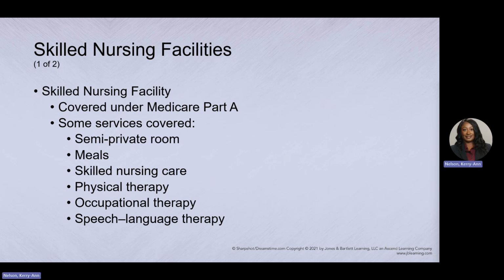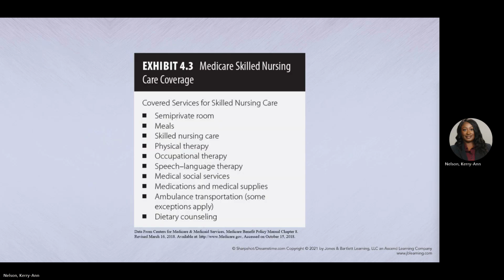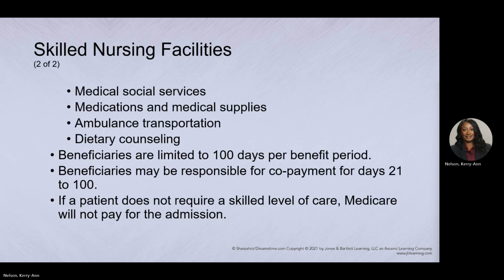Skilled nursing facilities are also covered under Medicare Part A. Some of the services that will be covered include semi-private room, meals, physical therapy, skilled nursing care, occupational therapy, and speech language therapy. Beneficiaries are limited to 100 days per benefit period. Beneficiaries may be responsible for co-payment for days 21 to 100. If a patient does not require a skilled level of care, Medicare will not pay for the visit.